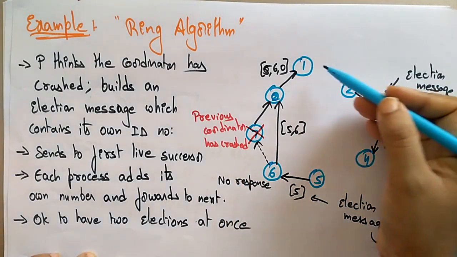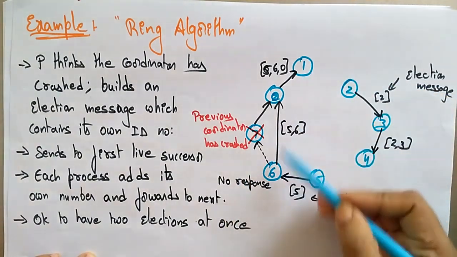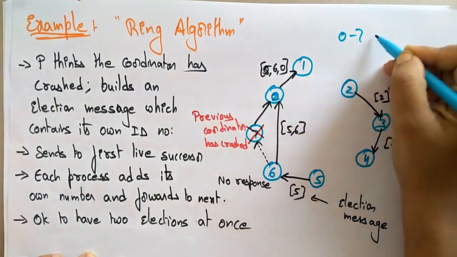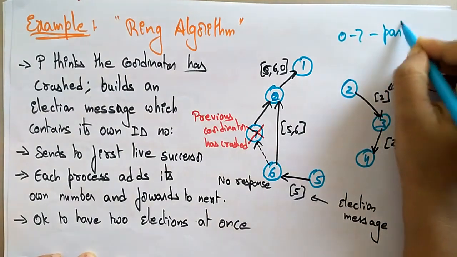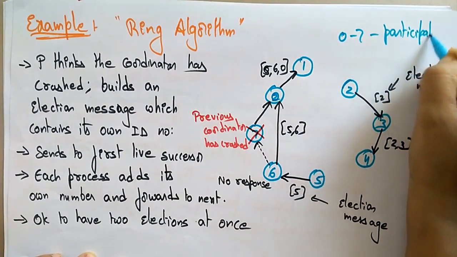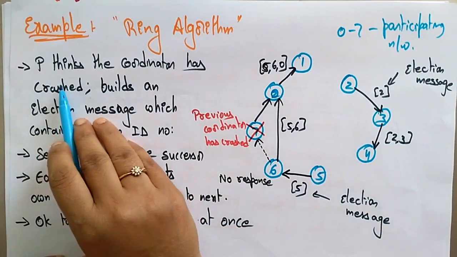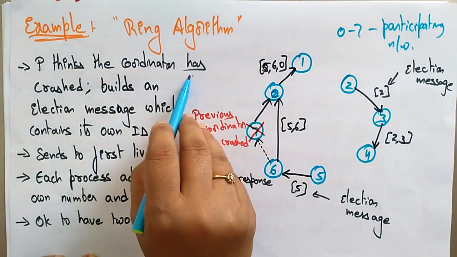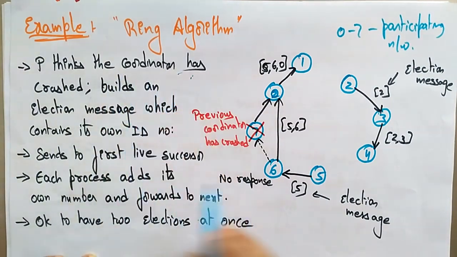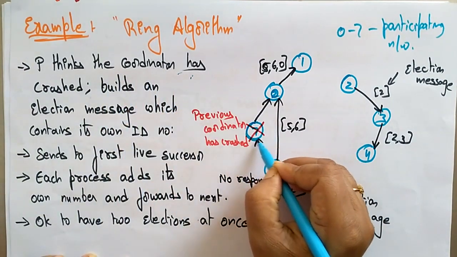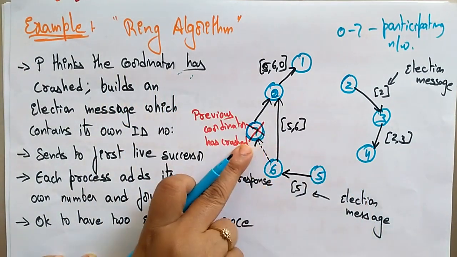So let's take the processes 0 to 7, processors participating in the network. Let's take any processor P that thinks the coordinator has crashed. So let's take 7. The previous coordinator has crashed.